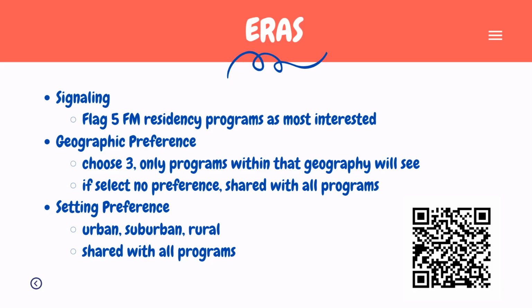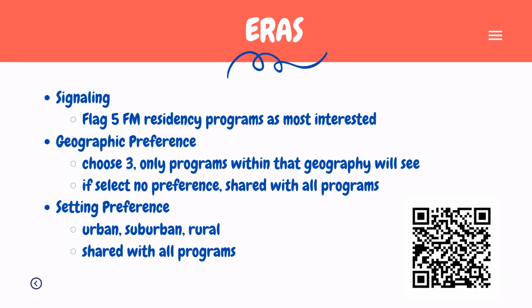But if you select no preference, which is another option, this is shared with all of the programs that you do apply to, that you don't have a preference. And then aside from that, you can also say setting preference, which is like, do you prefer to be in an urban location, suburban location, or rural location? And this is shared with all of the programs. This is also new this year.